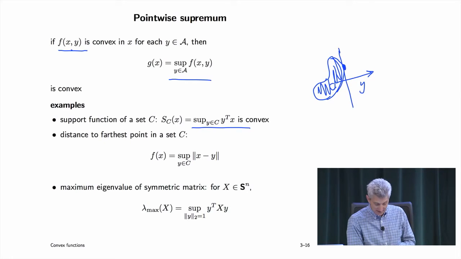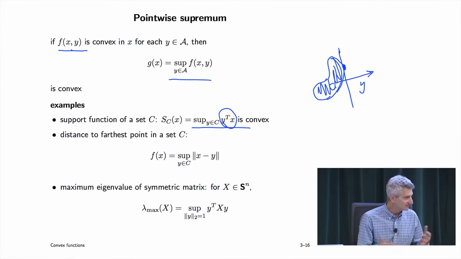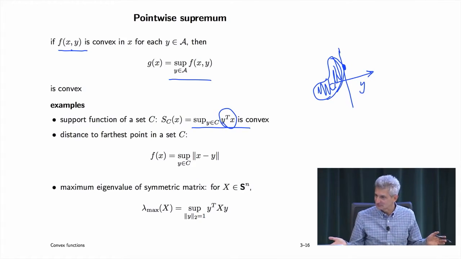And so let's see, why is that? Why would you say that? Well, what kind of function of x is y transpose x? It's linear. So it's linear, therefore it's convex, because linear promotes to convex. And then it's a supremum over them, so that's convex.